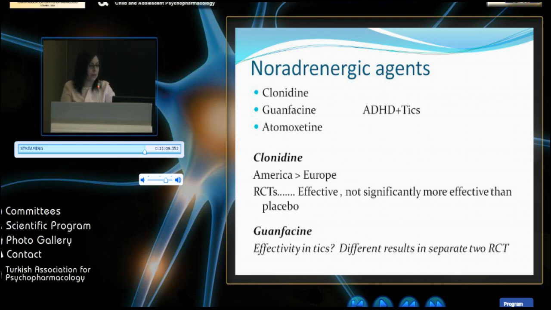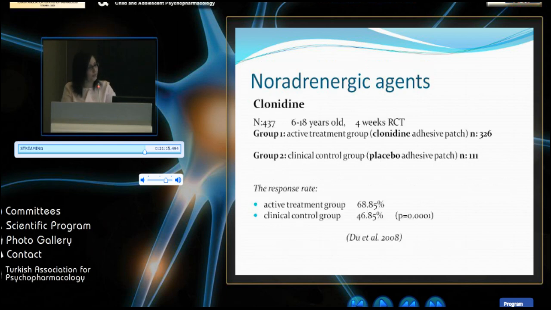Clonidine and guanfacine were studied by randomized and placebo-controlled studies. There are contradictions between the studies. Some found it effective and some did not find it effective.